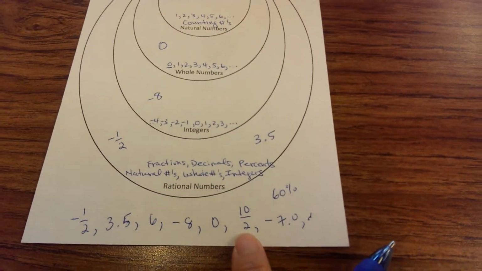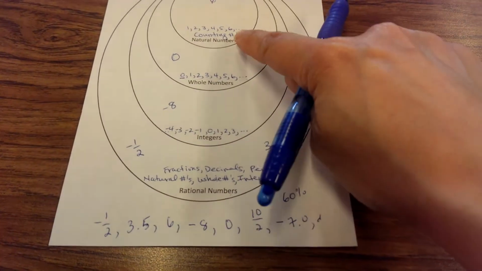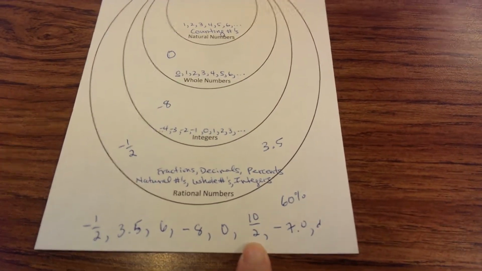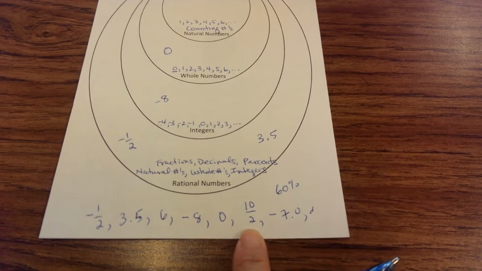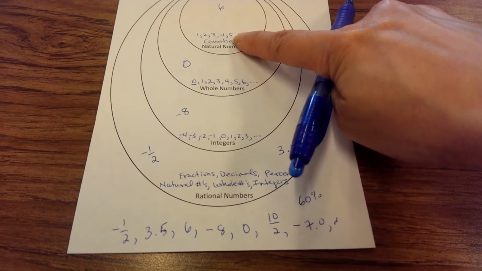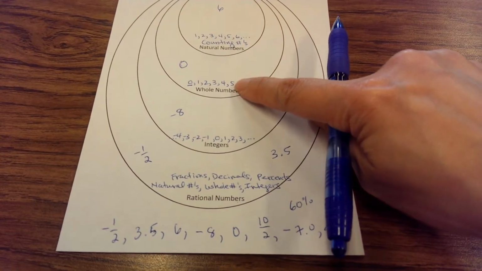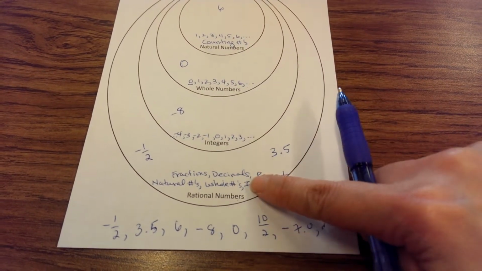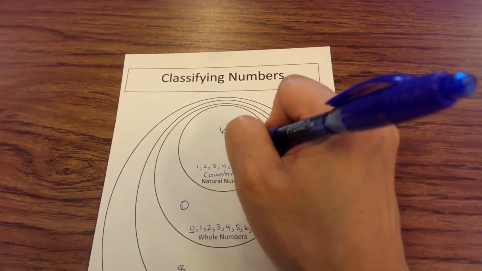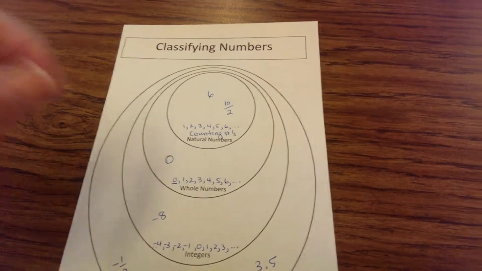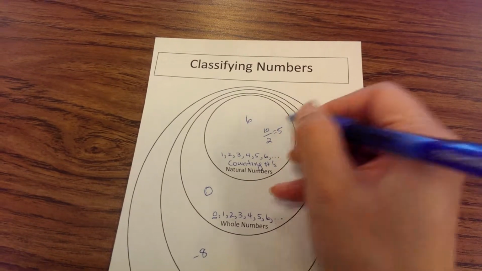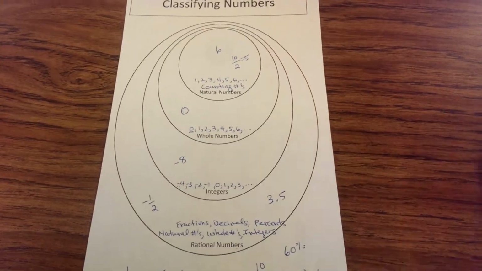Now, this one's a tricky one. 10 over 2. You might say, oh, it's a fraction, so it's not natural, it's not whole, it's not integer. Well, look at 10 over 2. It's an improper fraction. 10 over 2 actually equals 5 wholes. Because it equals 5 wholes, it's part of the counting numbers because there's 5 wholes there. It's part of the wholes. It's part of the integers. And it's a rational number. So since it's all 4 of these, we have to put 10 over 2 in the smallest circle because the smallest circle is inside all 4 of these circles. 10 over 2 equals 5 wholes, which is why it's all 4 of these.